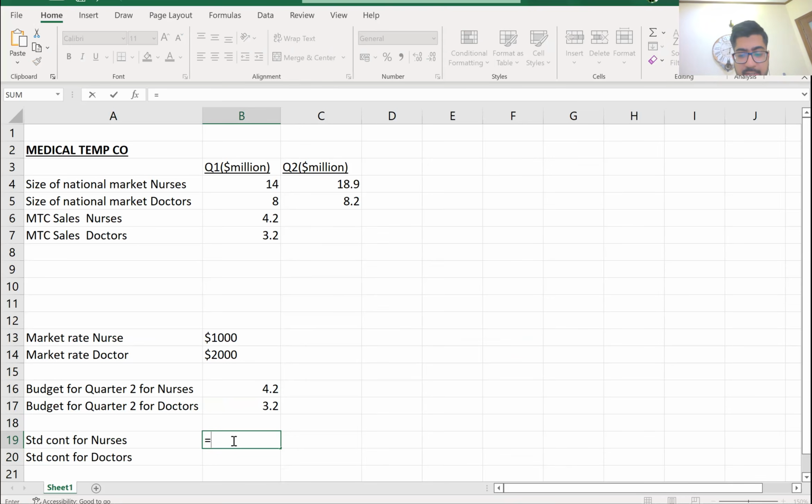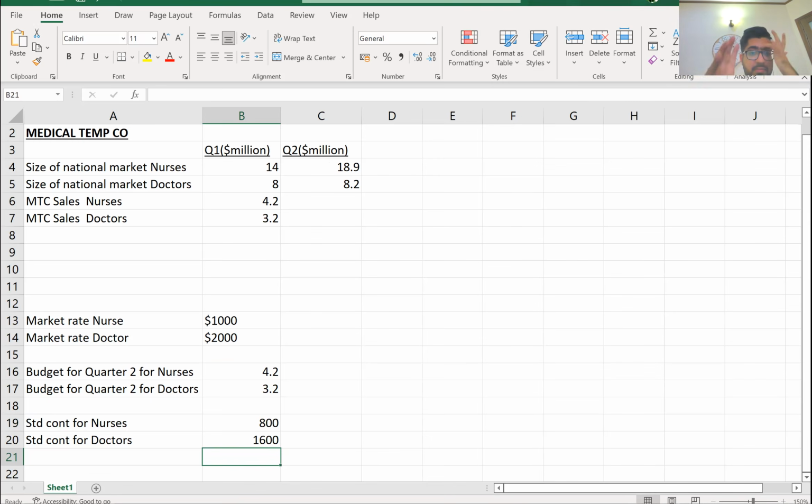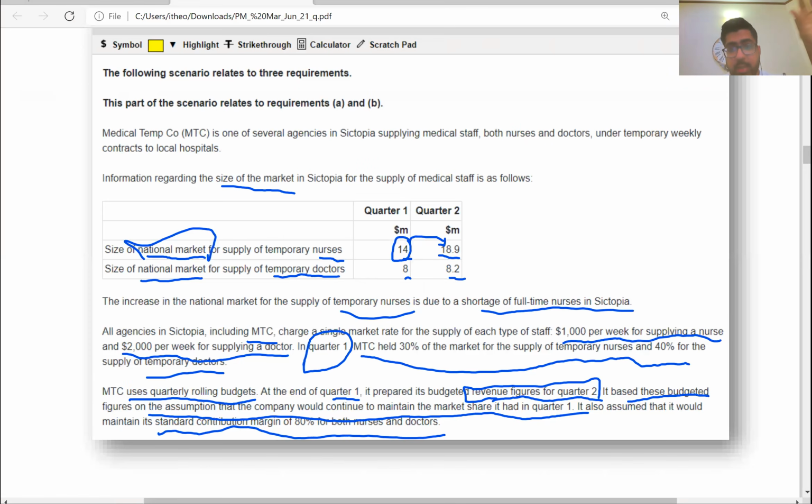So contribution is 80%, 0.8 of what? Of the price you are charging. So you are charging 1,000 for nurses, as you can see in cell B13, so the contribution is 800, and the contribution for doctors would be 80% of the rate you are charging, 2,000. Okay, this is the data I have gathered from this first page. Okay, if you want, I can quickly recap it.